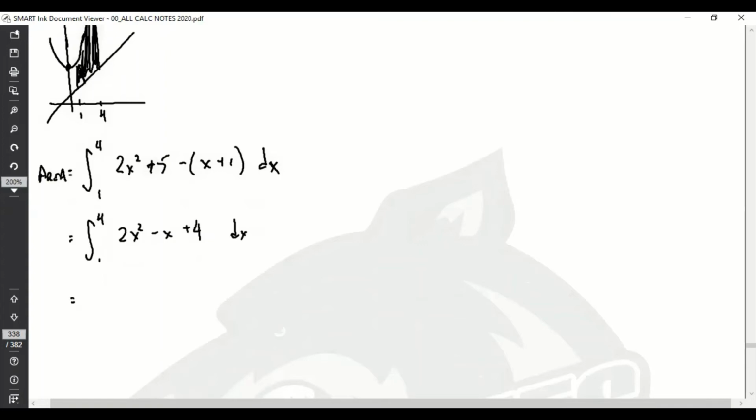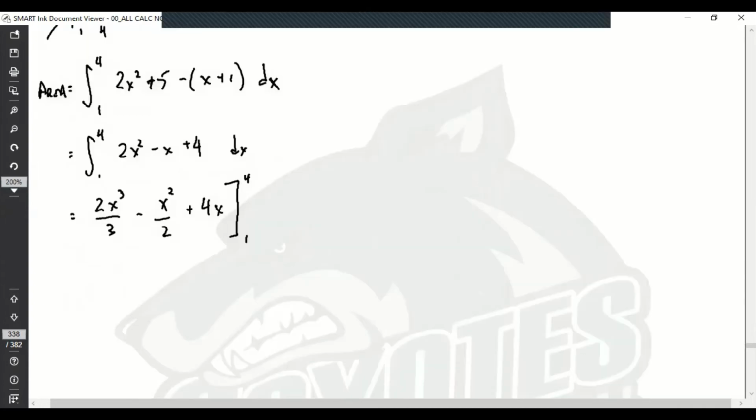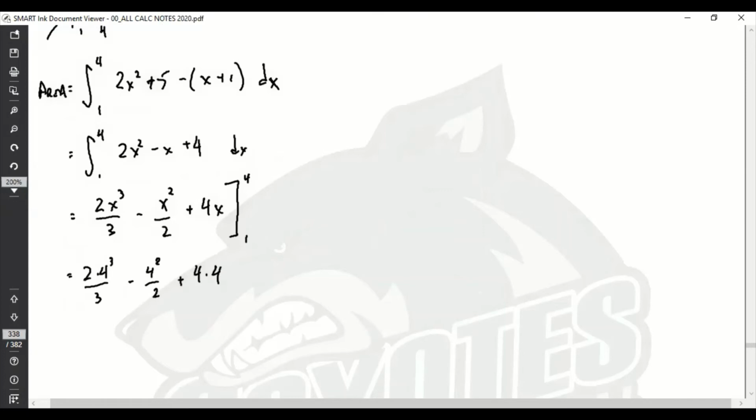this ends up being 2x cubed. We're going to divide it by a new exponent. This ends up being minus x squared, divide by our new exponent, and then plus 4x. We still need our limits of integration on here, so this goes from 1 to 4. Two times 4 cubed over 3, minus 4 squared over 2 plus 4 times 4. And then we're going to subtract, with brackets around this.